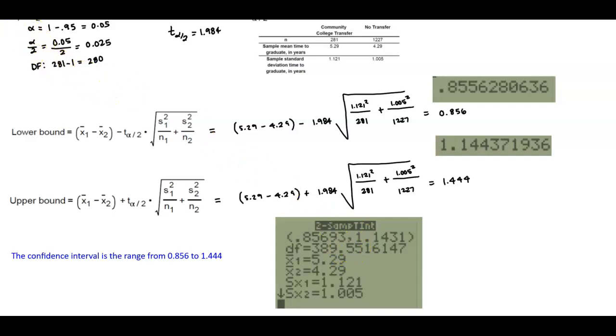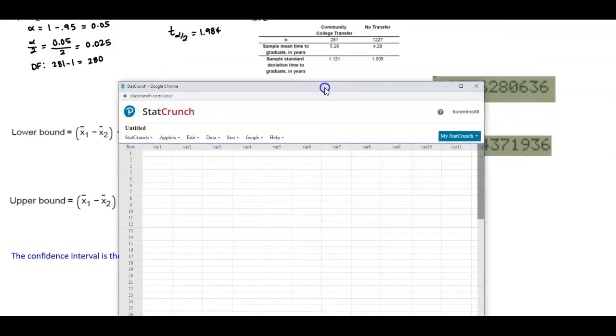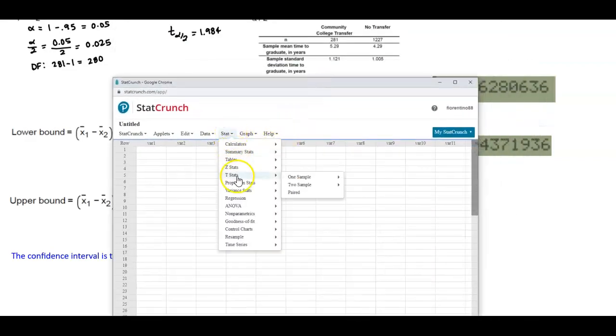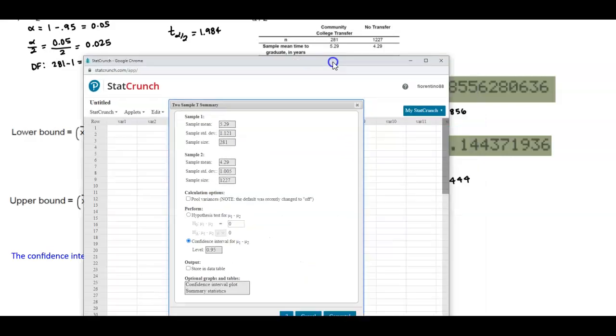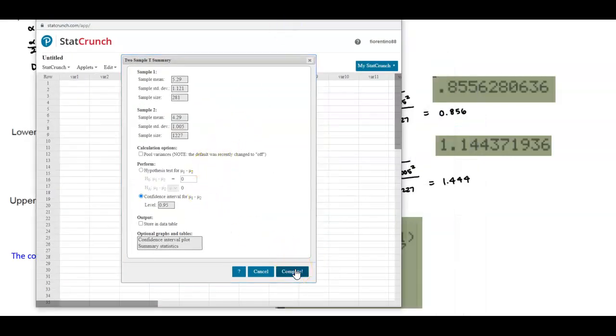Let's also use StatCrunch. So if I wanted to use StatCrunch, then I'm going to go to Stat, and then I'm going to go down to T Stats, and I'm going to go to 2 Sample, and I'm going to go to With Summary since we've already gotten the summary. And so we know the sample mean is 5.29. We know the standard deviation is 1.121, and we know the sample size is 281. We know the sample mean is 4.29 for the second one. Standard deviation is 1.005, and the sample size is 1227. Okay, and we don't want to check the pool variances, but we want to check the confidence interval at 95%. So now we're just going to go ahead and select compute.